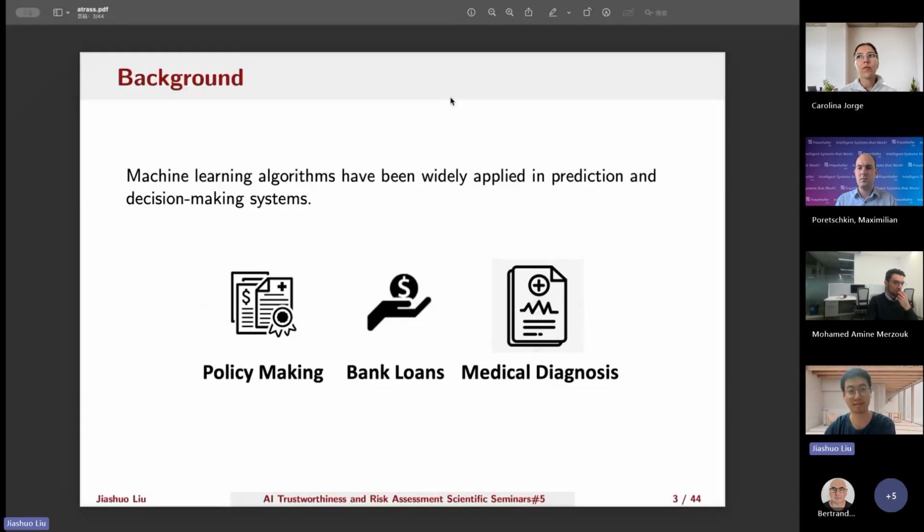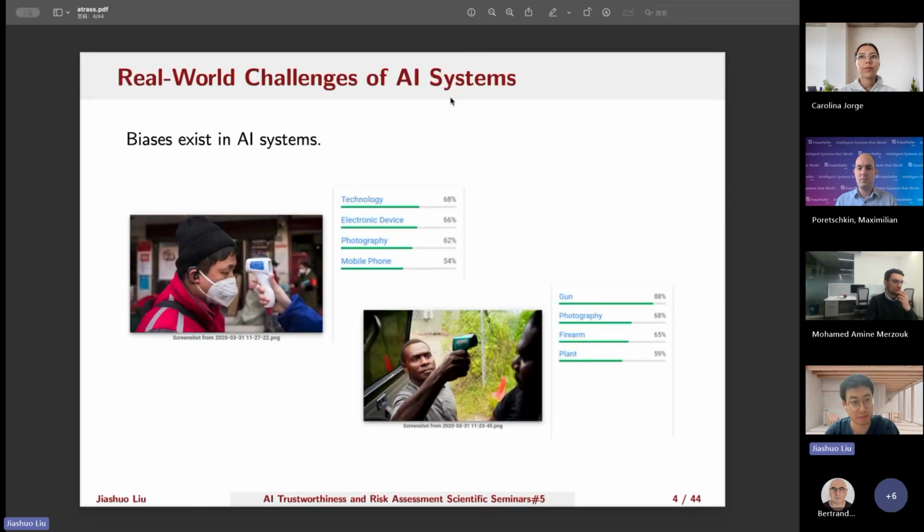And the first one is the overview. Here I'll briefly share the background of distribution shift. As we all know, machine learning algorithms have been widely applied in prediction and decision-making systems in real-world applications like policy making, bank loans, and medical diagnosis. However, there are many real-world challenges of AI systems.